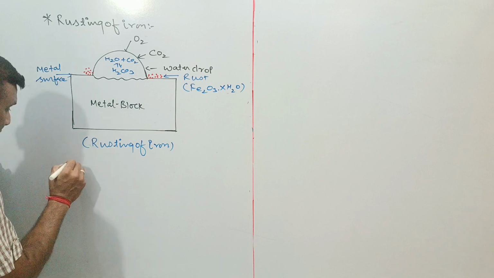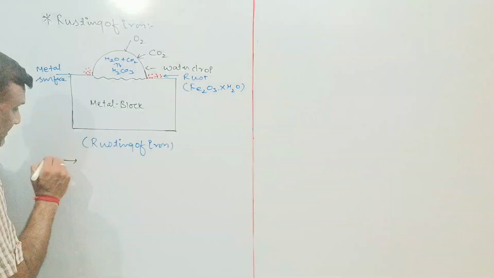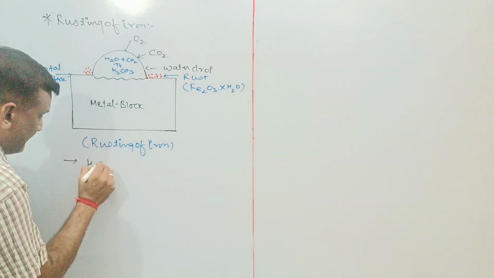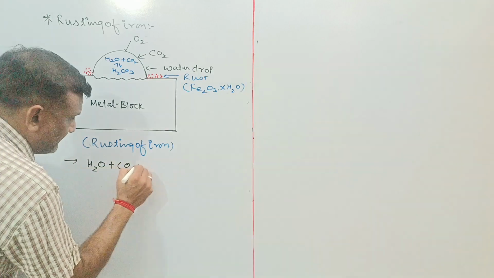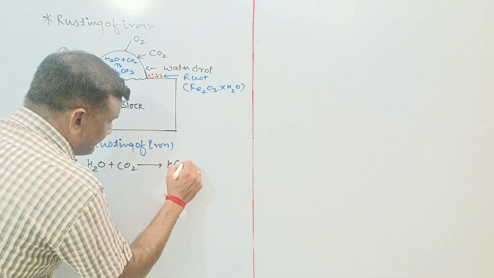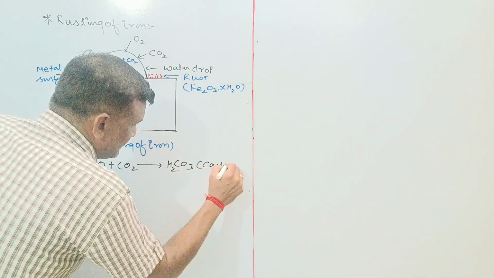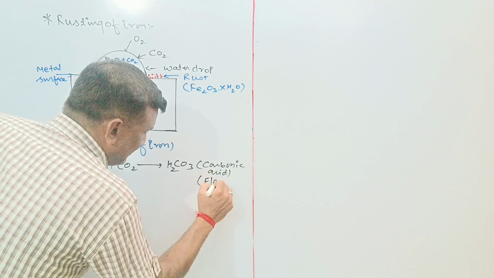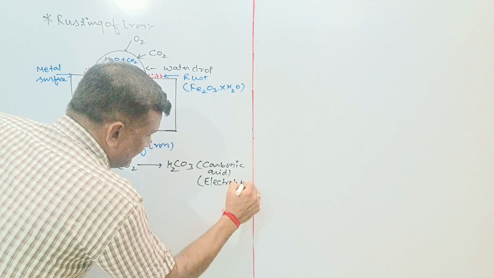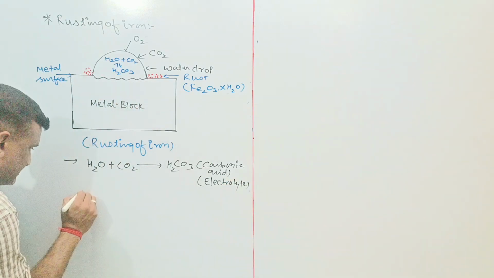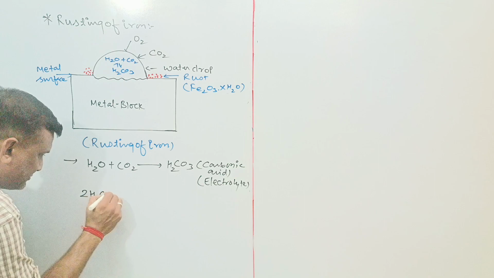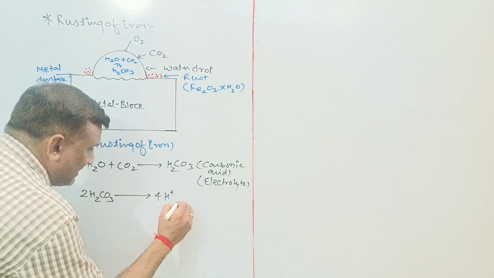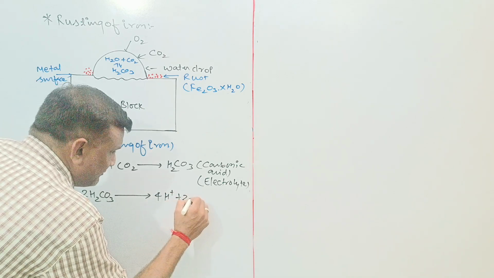First of all, we'll go with the electrolyte. CO2, by dissolving in water, gives H2O plus CO2 gives H2CO3. This is called carbonic acid, and carbonic acid acts as an electrolyte. The resultant process will be fast. So this is 2 of H2CO3 according to stoichiometry, which changes into 4 of H plus and 2 of CO3 2 minus.